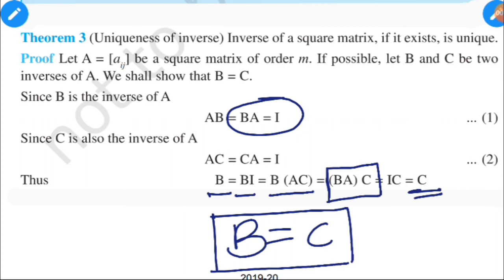So we proved the inverse of a square matrix, if it exists, is unique. That is, a square matrix has only one inverse if it exists. All square matrices do not have an inverse. If it exists, it is unique.